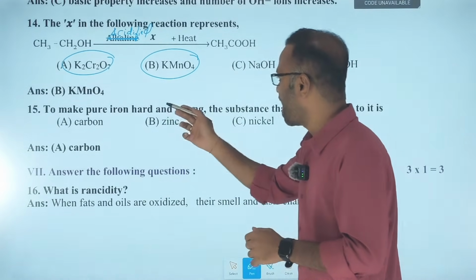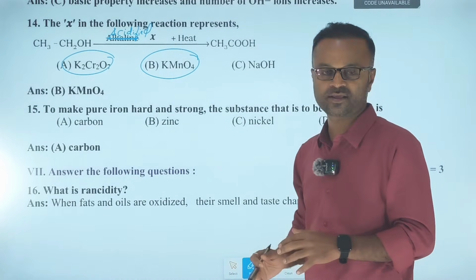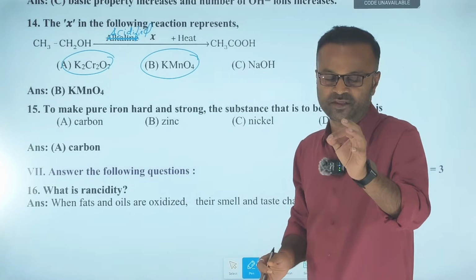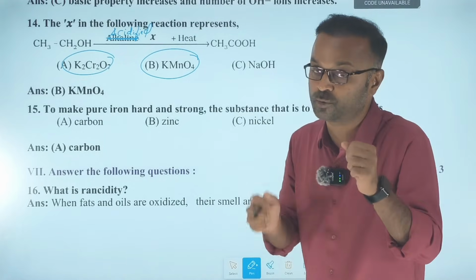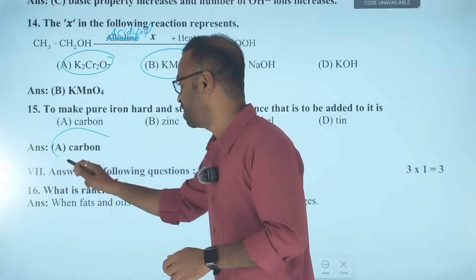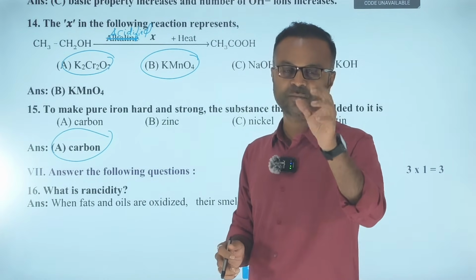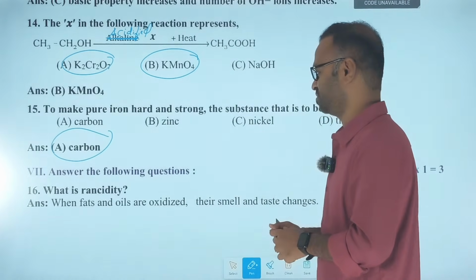To make pure iron hard and strong, the substance that needs to be added to it is just 0.05% of carbon, which will be added to the iron to make that iron hard and stronger. So the correct option is carbon. They add a very minimal percentage of carbon to the iron to make it a hard substance.